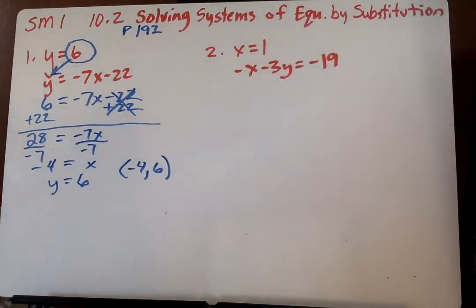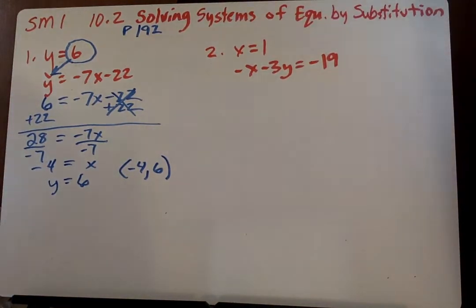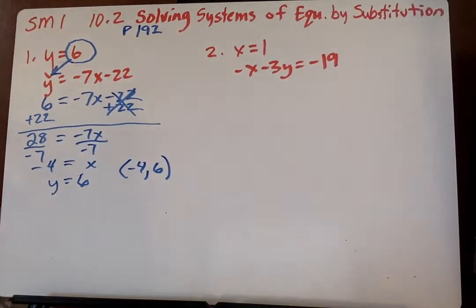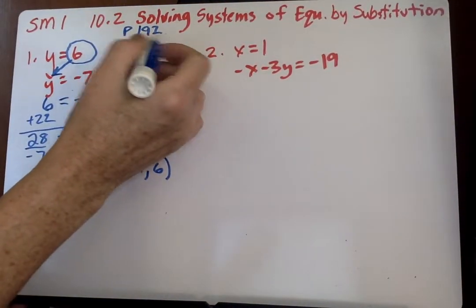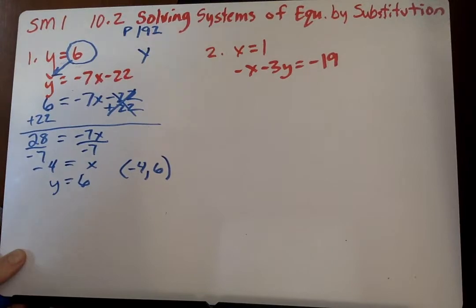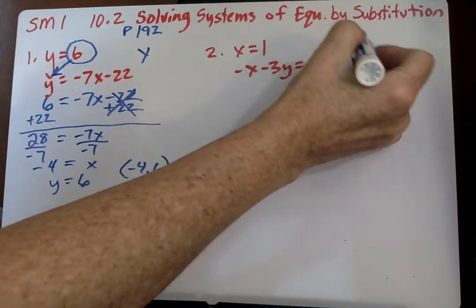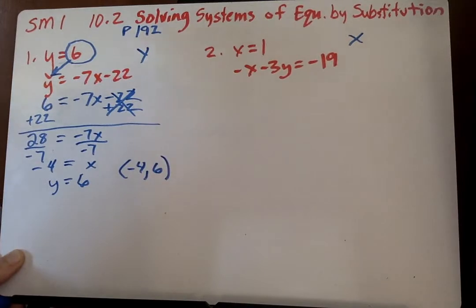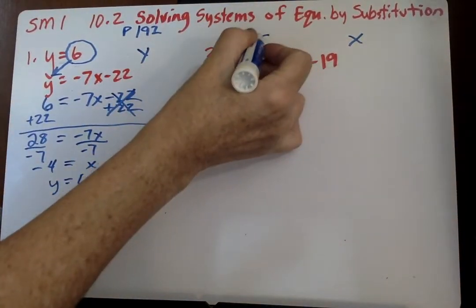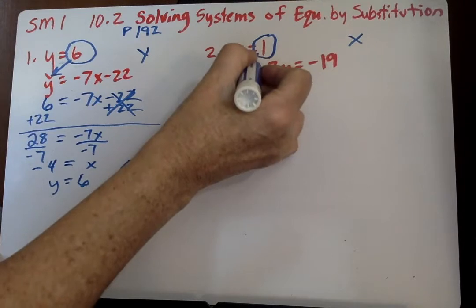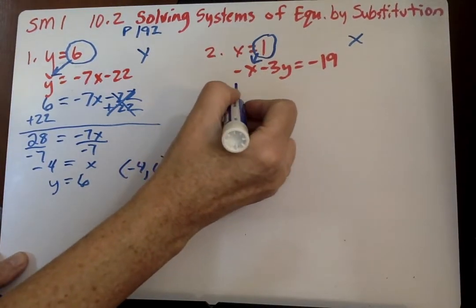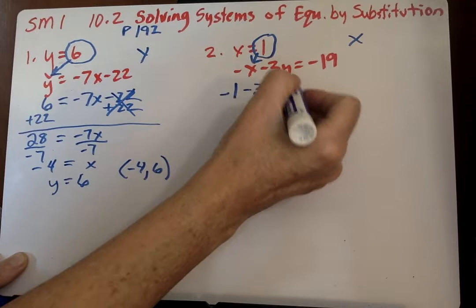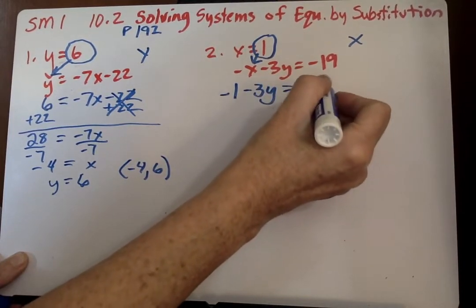Now let's go on to the next problem. X equals 1, and negative x minus 3y is negative 19. So we say which one is isolated? Oh, actually you're supposed to put which variable is isolated, we want to put y over here. Which variable is isolated? You want to say x, because see how this x is by itself? Now we're going to substitute this 1 in for that x value right there. So we say negative 1 minus 3y equals negative 19.